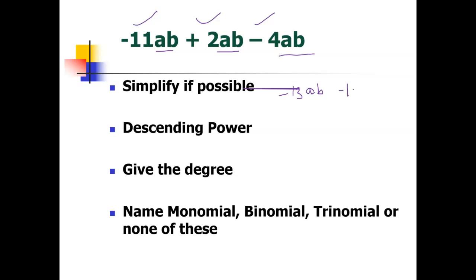Let me write this again. This is negative 13ab. So, simplifying these three terms makes it negative 13ab. It's already in descending power. The a has a power 1, the b has a power 1, and therefore the degree will become 2, 1 and 1. It's only one term, so after I simplify negative 13ab, I'm going to read that as a monomial.